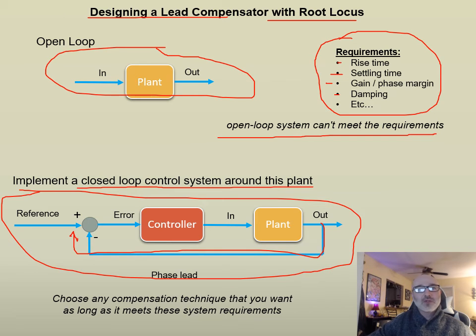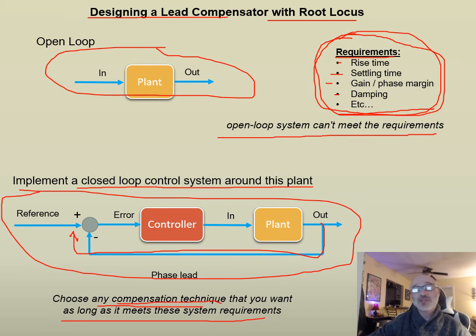Now, once we have this here, it's up to us. We can choose any compensation technique that we want as long as it meets the system requirements. So we need to go back up here to whatever the system requirements are given to us in the problem that we're working on, the design of the plant that we're doing, whether it's a problem we're working on for a homework assignment or exam, or it's something we're working on for a company, they're going to have these requirements. So we can choose whatever compensation technique we want to use as long as we can meet these system requirements.